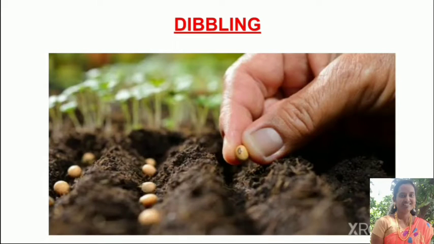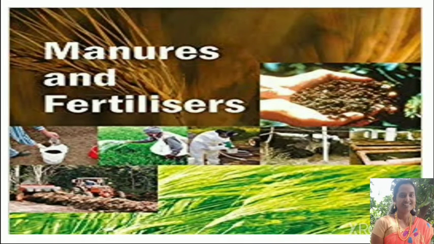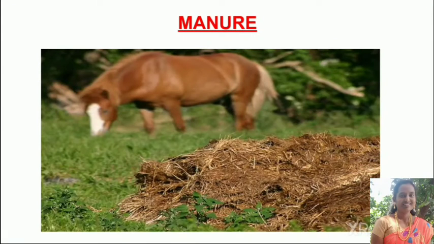Okay. The third step is adding manure and fertilizers. The substances which are added to the soil in the form of nutrients to enhance the growth of plants are called manure and fertilizers. In that, manure is an organic substance which has been got from the decomposition of plant or animal wastes.